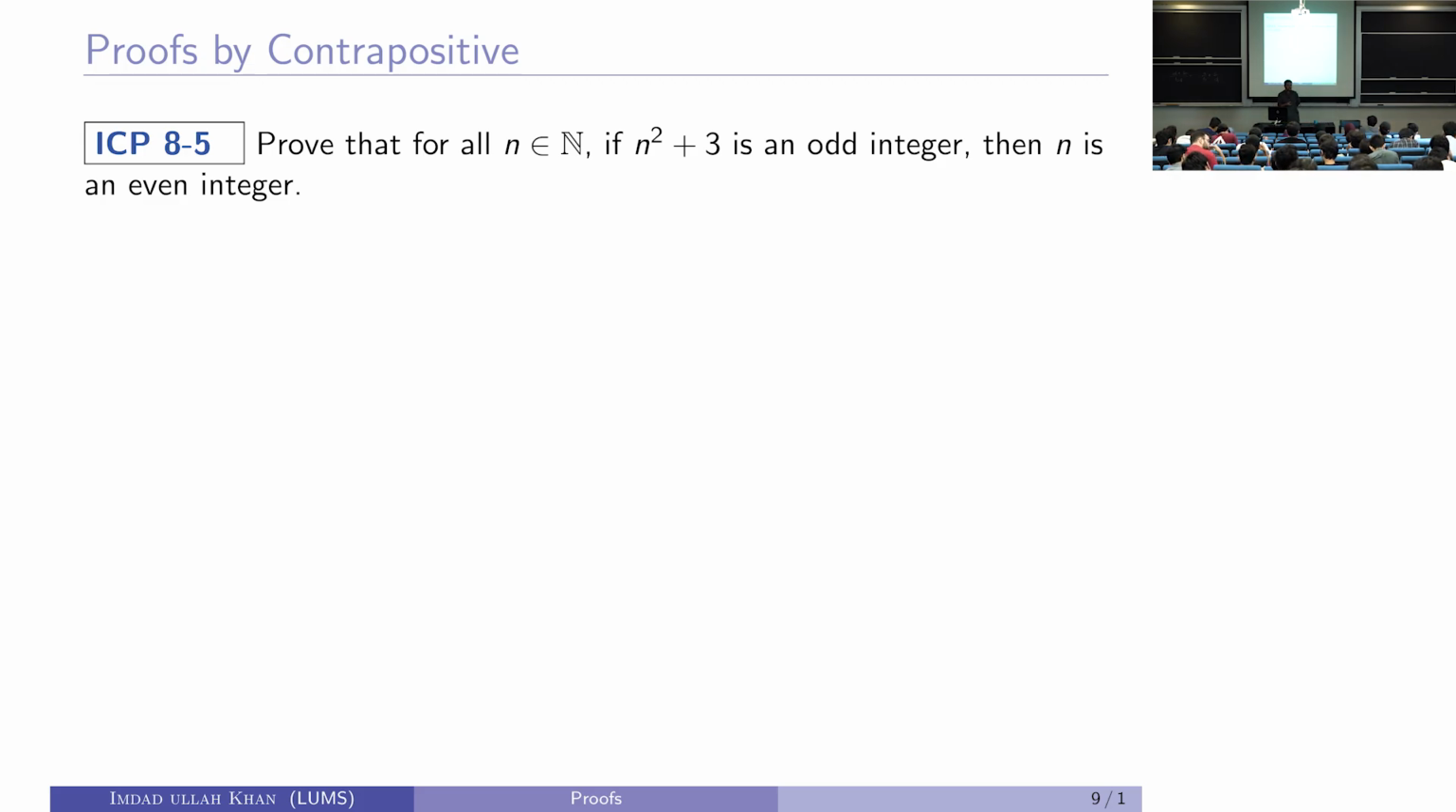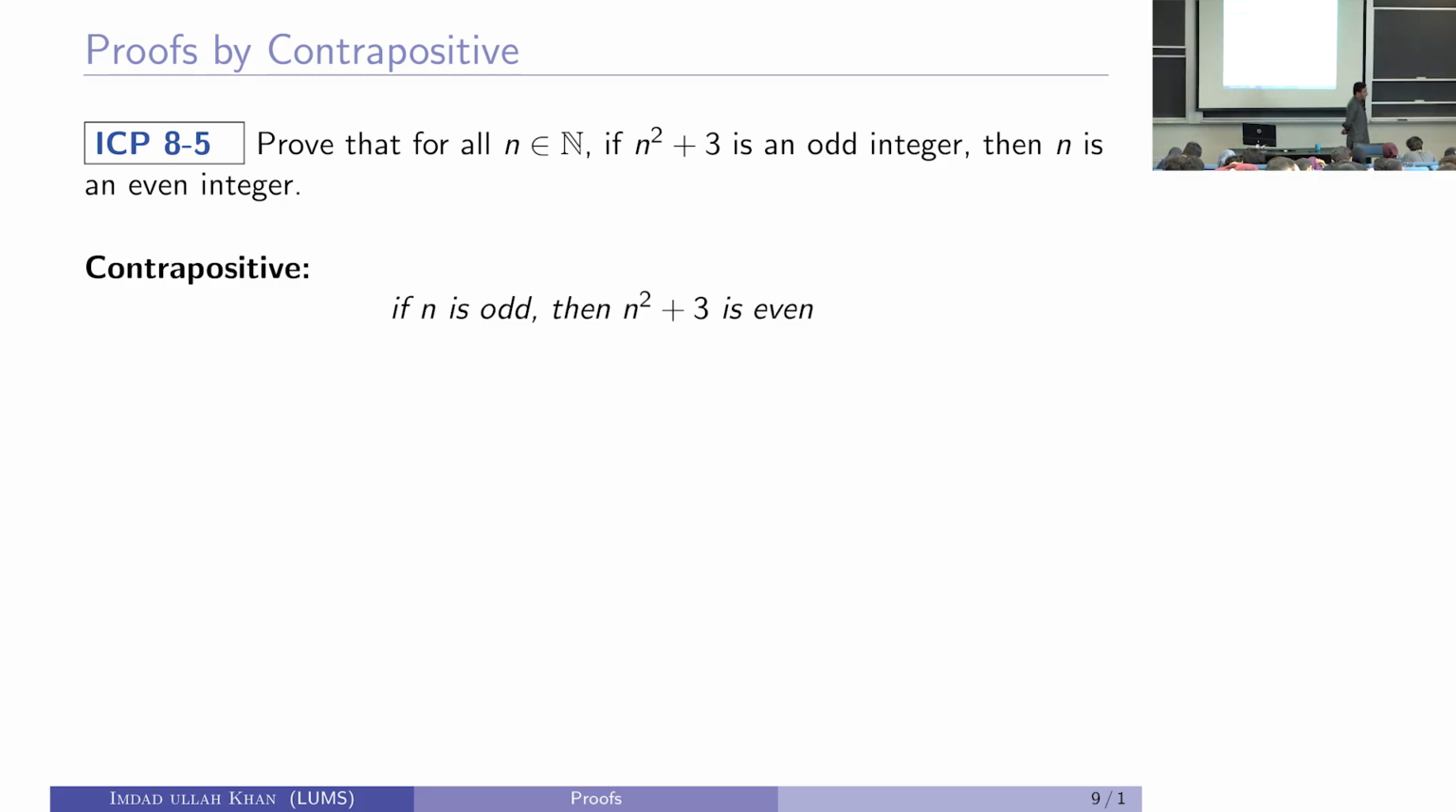So, what is the contrapositive of this statement? If not q, where q is the conclusion of the implication, so if n is not an even integer, meaning if n is odd, then n squared plus 3 is not an odd integer, meaning n squared plus 3 is an even integer, right. So, if n is odd, then n squared plus 3 is even. This is the equivalent statement. Now, this is quite easy, right, because again it does not involve any square root.